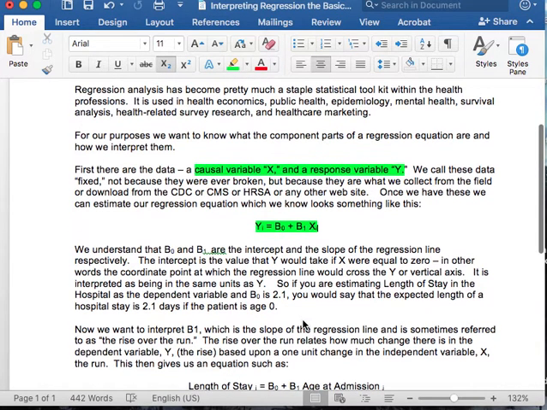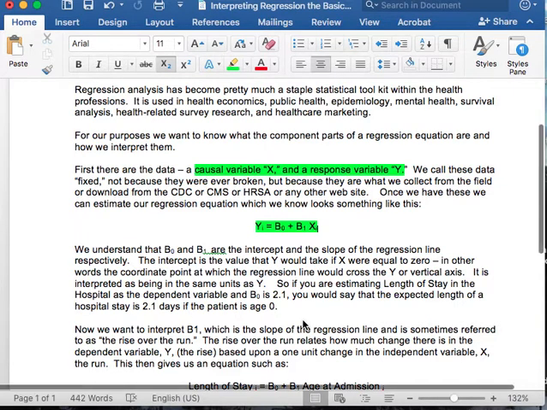If you're estimating length of stay in the hospital based upon age, and we have a b sub 0 of 2.1, then we would say that length of stay in the hospital is 2.1. So a newborn, we would expect to be in the hospital 2.1 days.